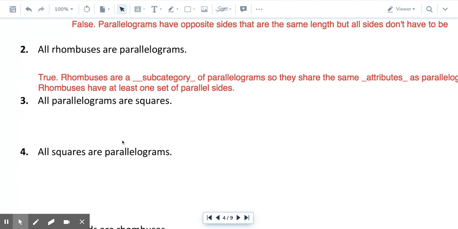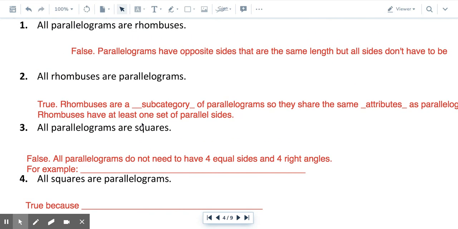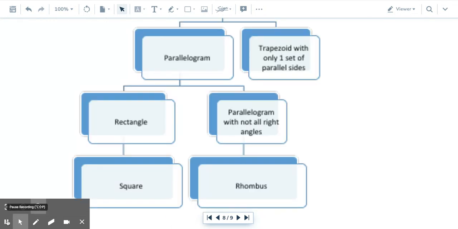Next, we're going to do numbers 3 and 4 together. Reread statements 3 and 4 and then go ahead and explain your reasoning out loud. Pause the video here and do that now. Statement 3 asked if all parallelograms are squares. As always, we're going to use our shape hierarchy to prove whether or not this is true. We want to figure out if all parallelograms are squares. I see that parallelogram is a larger category and the square is a subcategory of parallelograms.